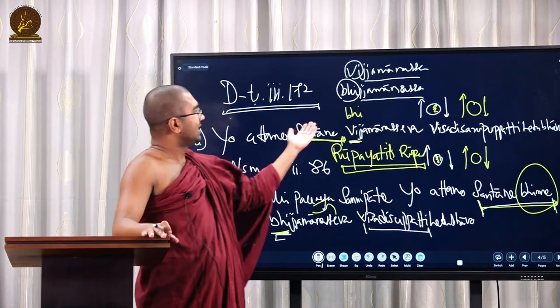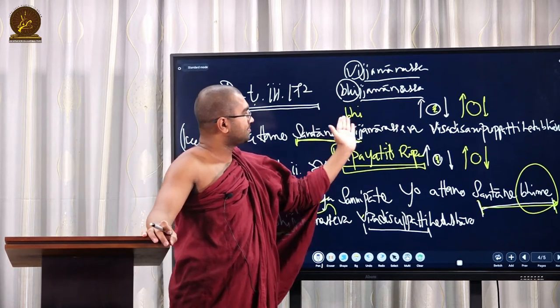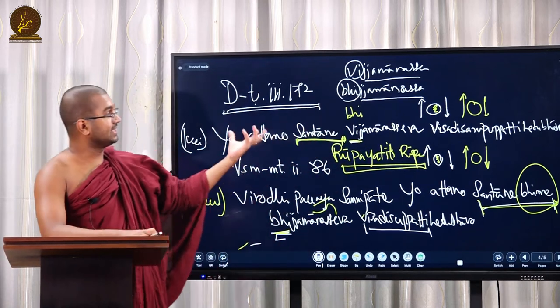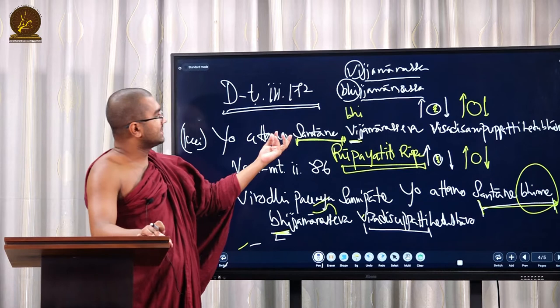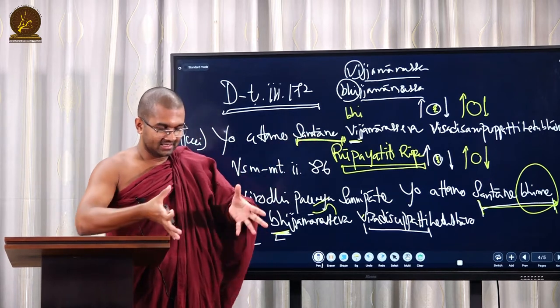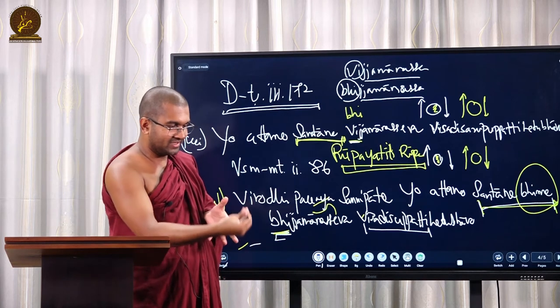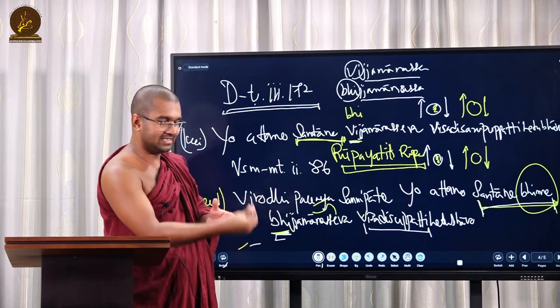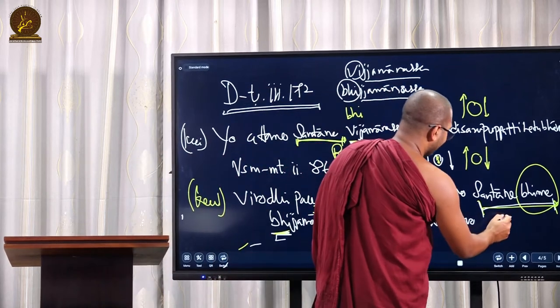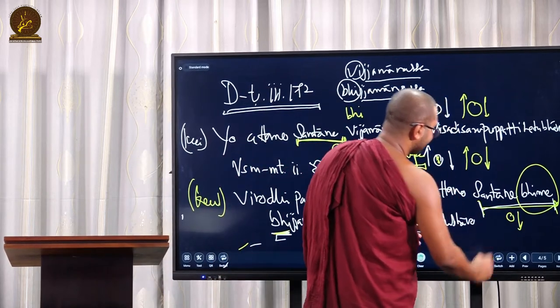That is passing away in the santana. So in that sense, santana is the entire thing, and the rupas within it are the rupas which are passing away in that santana. So according to this, the rupa itself has passed away.